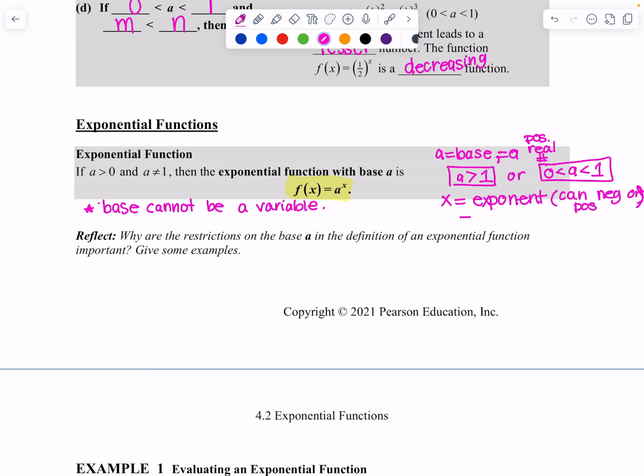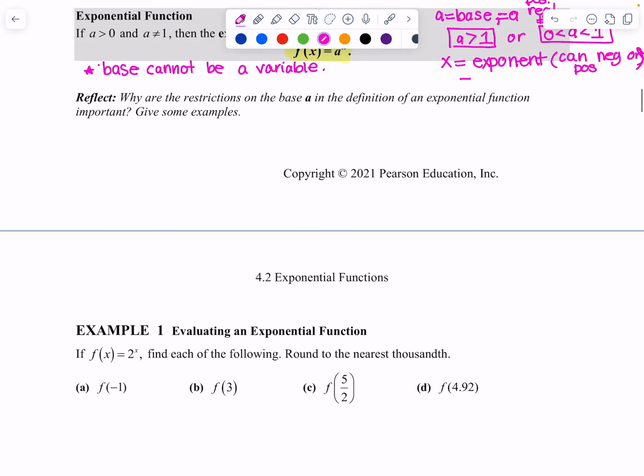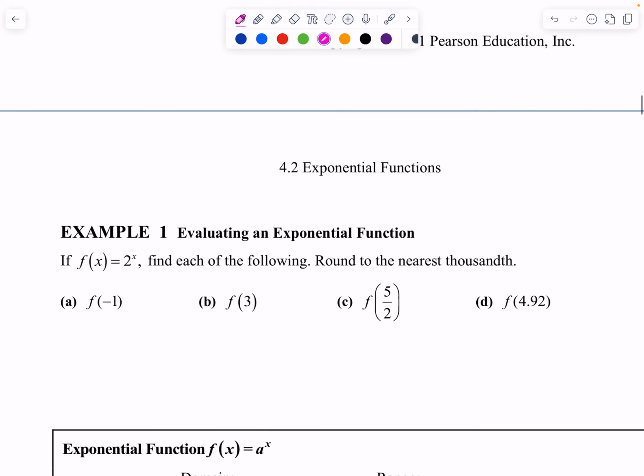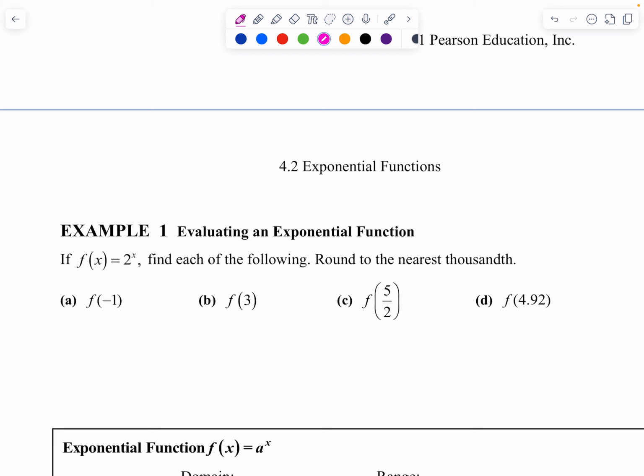Now, the next thing. This is where you take out your calculator, and this is just practicing knowing how to type these in. First part, evaluating exponential functions. Here's my function: f of x equals 2 raised to the x. 2 is my base, x is my exponent.